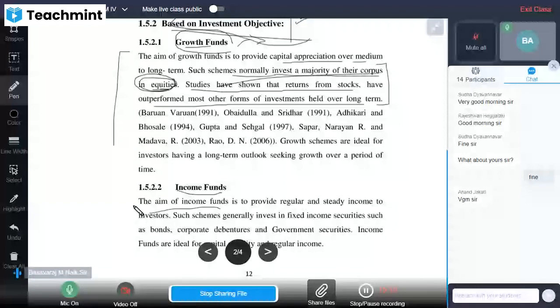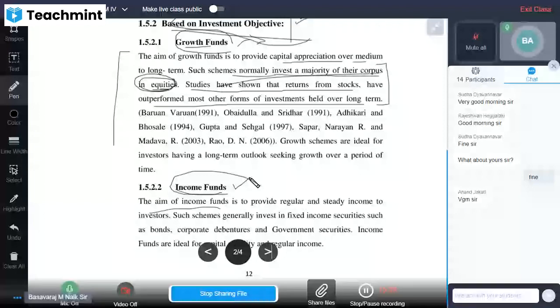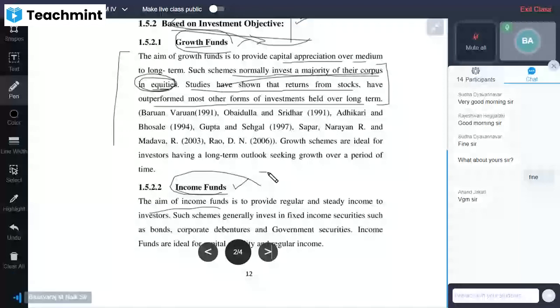These funds, if the investors are going to invest in income mutual funds, then they can definitely get a regular and steady income from this. For example, SBI Regular Savings Fund or Aditya Birla Sun Life Treasury Optimizer Fund. These are the funds which can provide a regular and steady income to the investors.